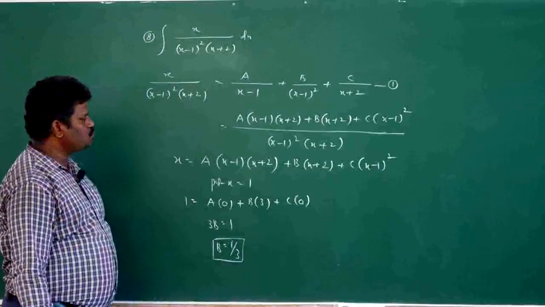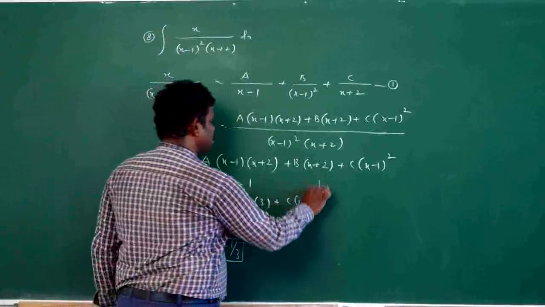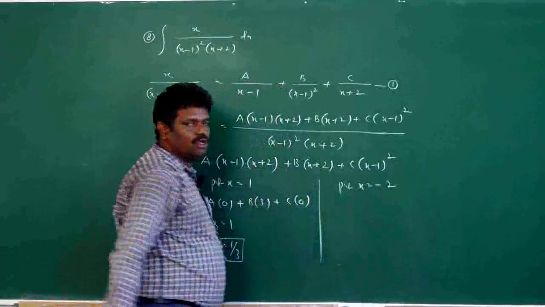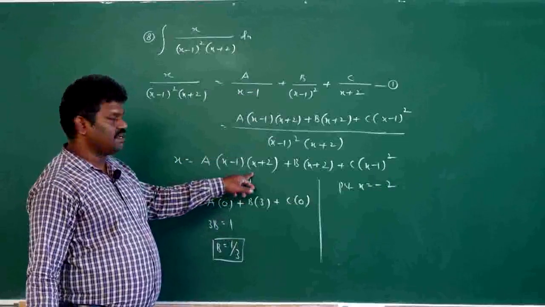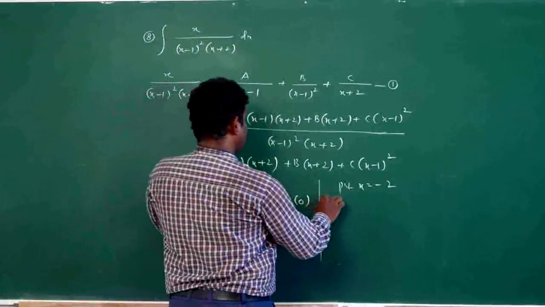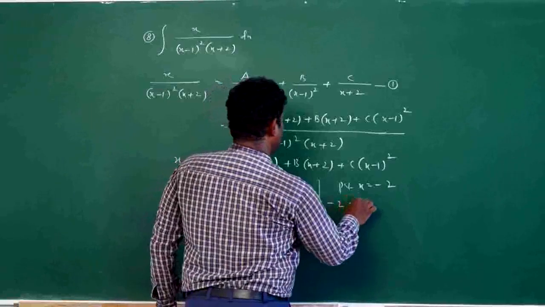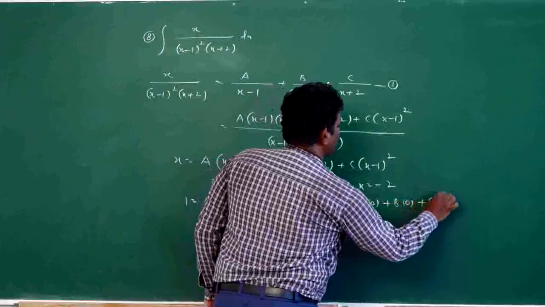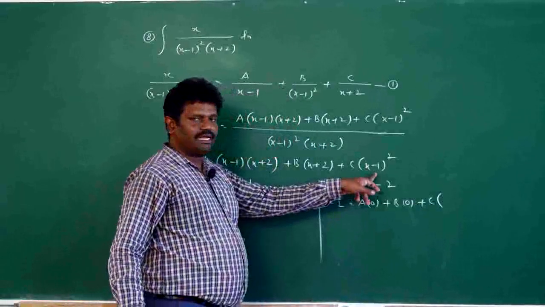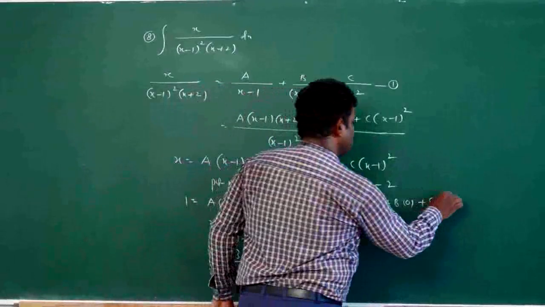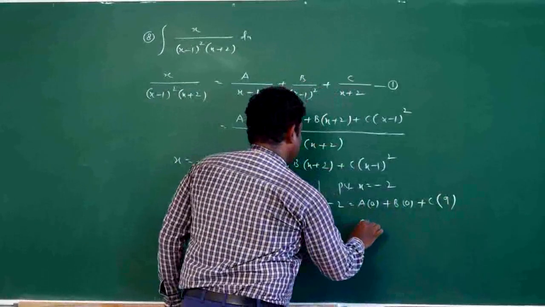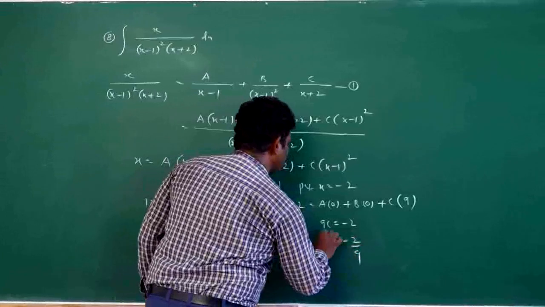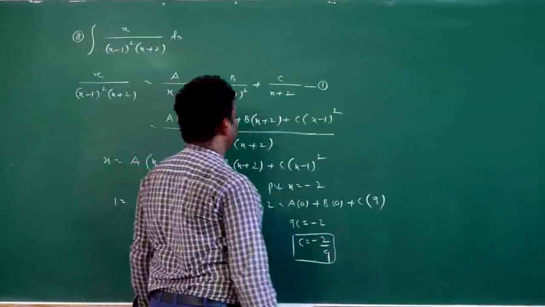So that is the substitution of x is equal to 1. Next, put x is equal to minus 2. Putting x is equal to minus 2, the first term becomes 0, and minus 2 plus 2 is 0. So here minus 2 is equal to a into 0 plus b into 0 plus c into (minus 2 minus 1), that is minus 3, minus 3 whole square is 9. Then 9c is equal to minus 2, so c is equal to minus 2 by 9.